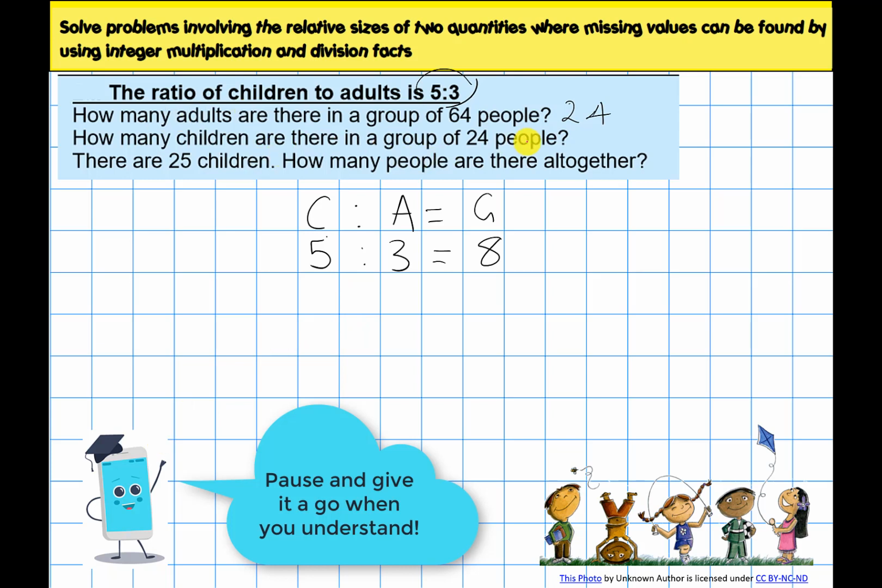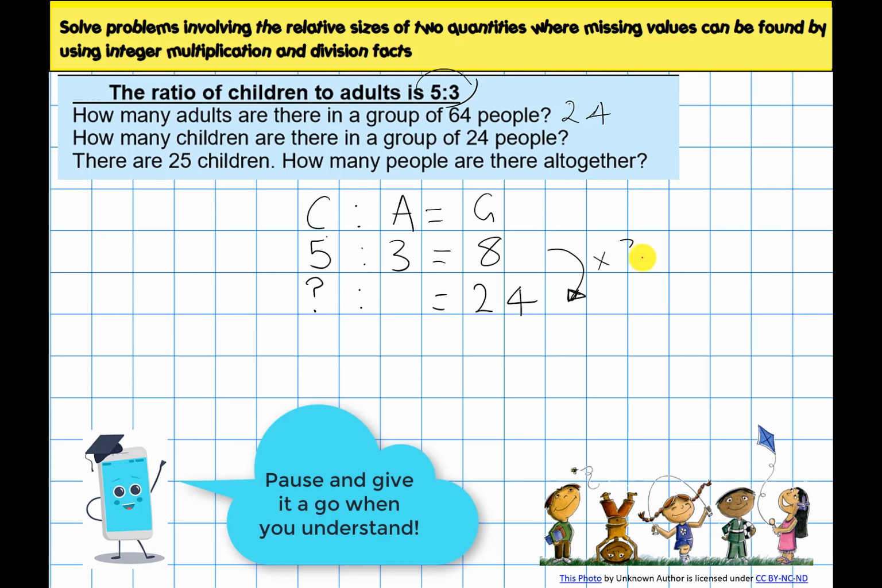How many children are there in a group of 24 people? So, question mark: how many children are there in a group of 24 people? Again, I've got my clue for my group now. I've got information for the group size, so I can compare. I've got a top and bottom here. I can compare. What have I scaled up by?